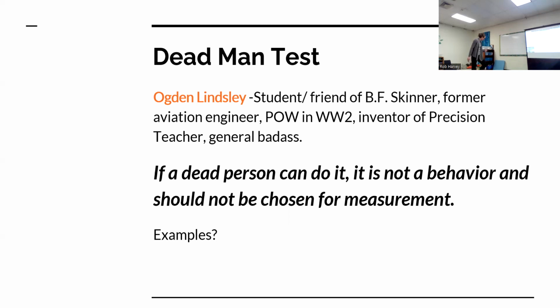So the dead man test is: if a dead person can do it, it's not a behavior. It's not a charming idea. I feel like every time this comes up, we try to think of a better way to think about it, but it is the dead man test. So if a dead person could do it, it's not a behavior that should be chosen for measurement. It shouldn't be targeted for intervention, because it doesn't meet those things. It's not observable, not measurable.